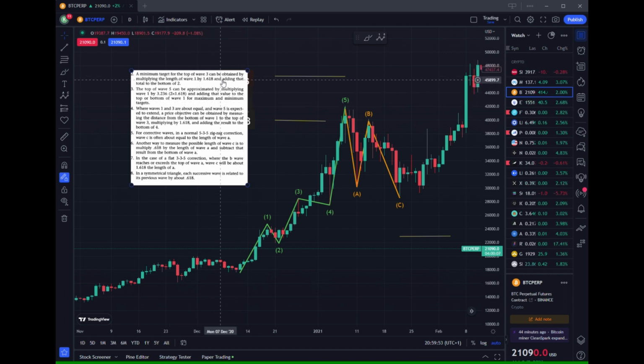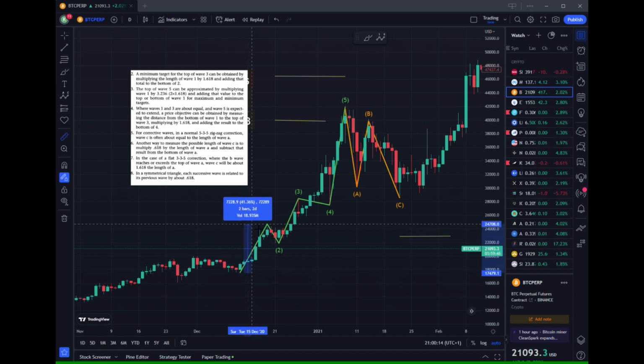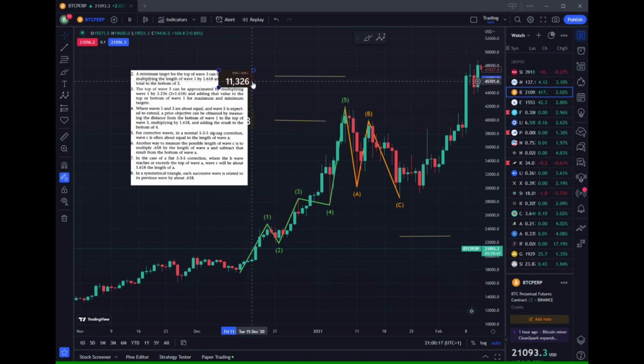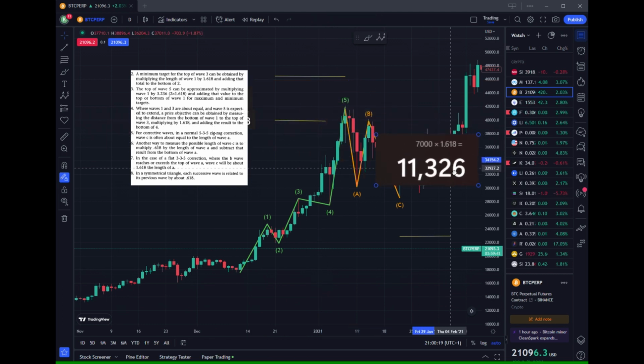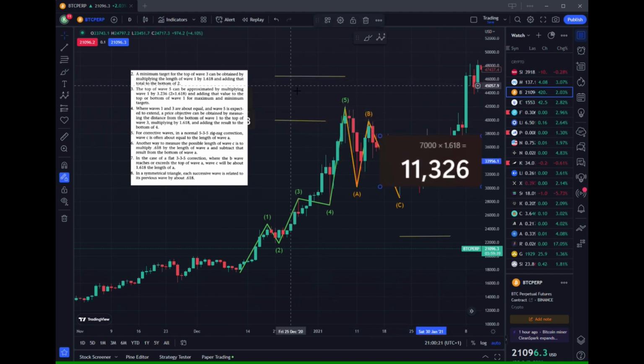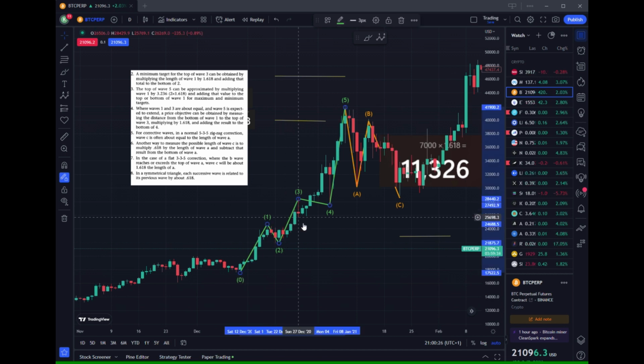So basically, the minimum target for the top of wave 3 can be obtained by multiplying the length of wave 1 by 1.618. My first Elliott wave pattern is going to be this green line, and I've indicated the bearish one, the correction, in orange, because red you couldn't see that clearly. So if you take wave 1, which is around 7,000, we do it times 1.618, and we add this to the bottom of 2. So we add 11,000 to this one.